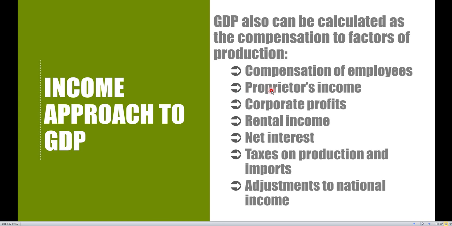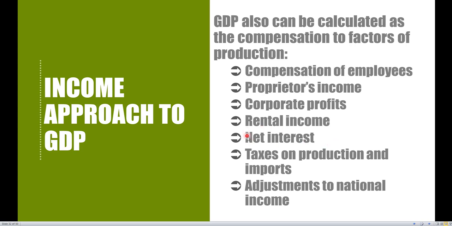Proprietor's income, this is if you are a small business, if you have some type of sole proprietorship, if you have a partnership, you're going to have some type of income with that. There is another way to form your own business with a corporation. So corporate profits also are going to fall under the income approach.